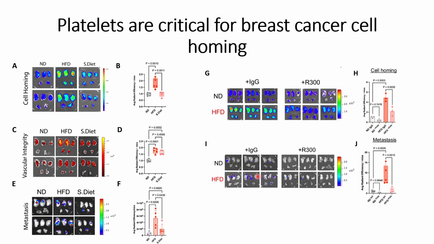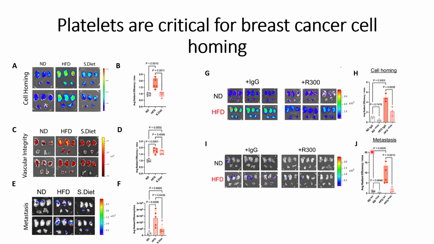Next, they checked the metastasis, whether platelet activation also plays a role towards metastasis or not. In the high fat diet condition, in the control case, they see an increase in metastasis, but when they use these R300 antibodies, they see reductions in metastasis compared to the similar high fat diet conditions.